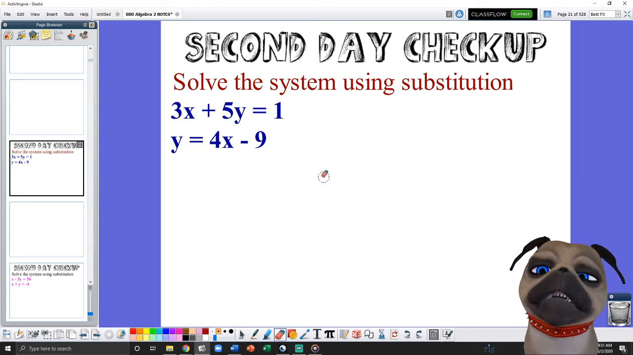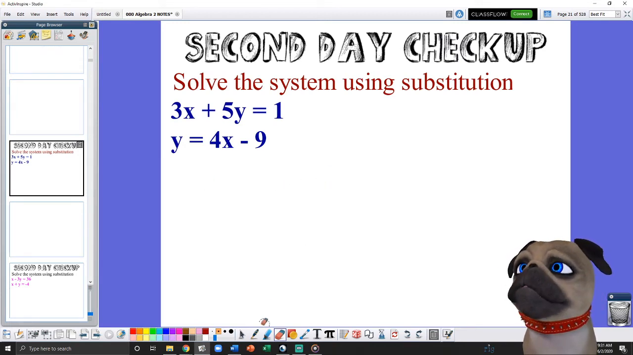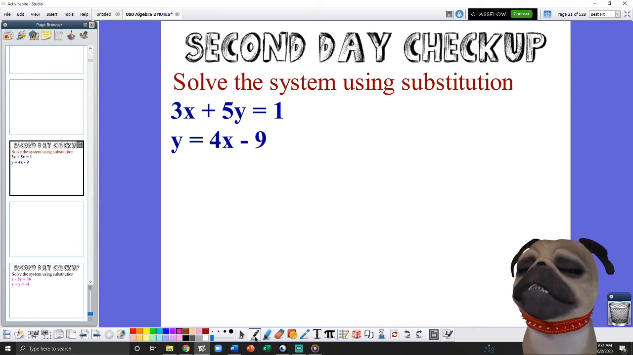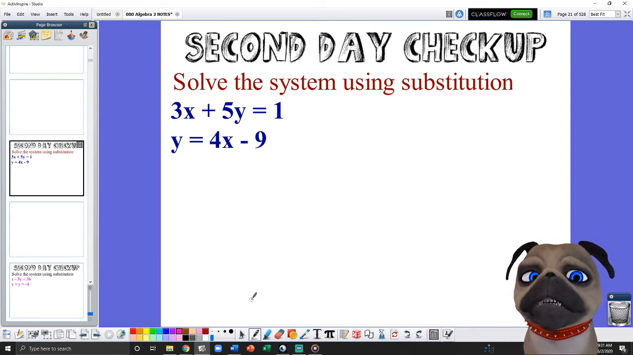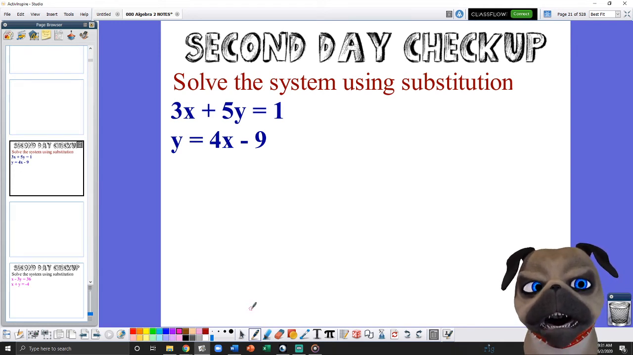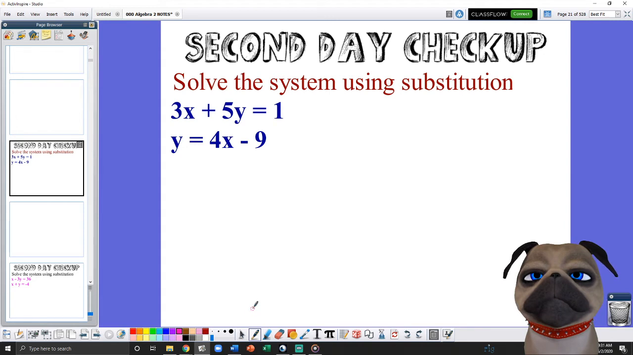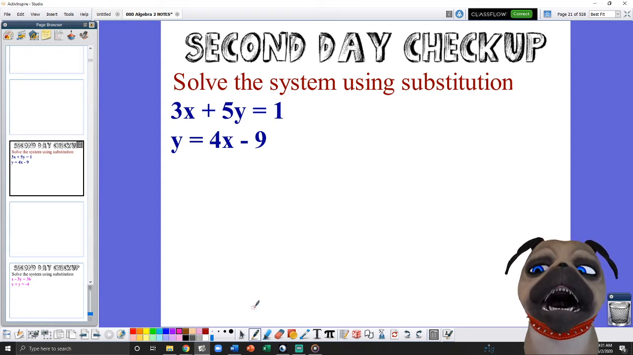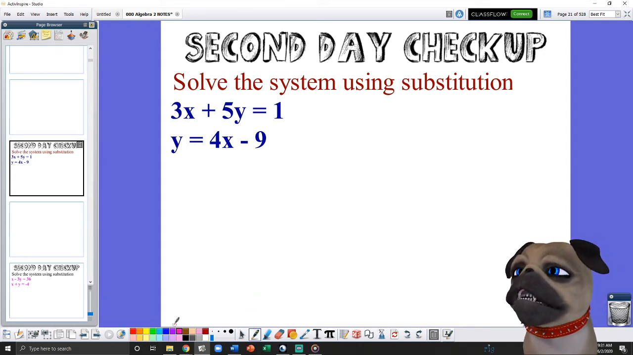Alright, the first set is substitution. I want you to try this problem. First hit pause, try this problem, and then come back and we'll see how you did. Okay, it looks like you finished. Let's see if we match.